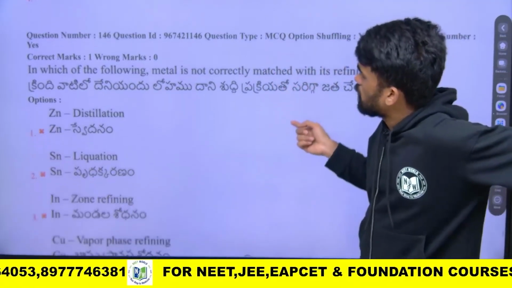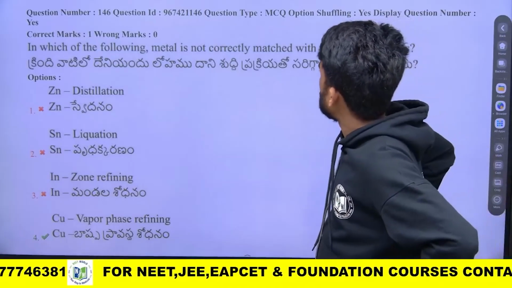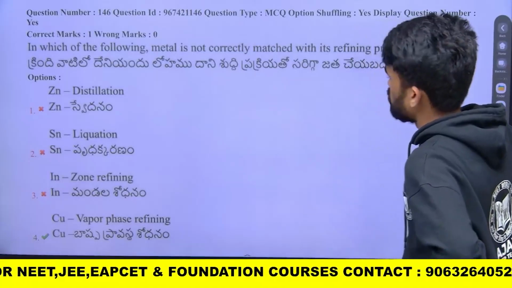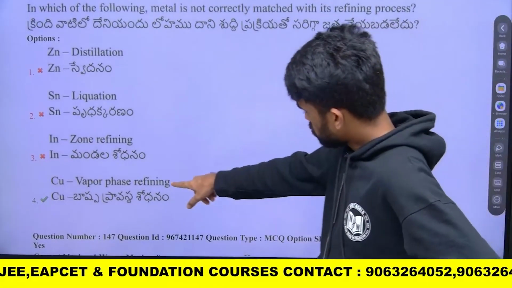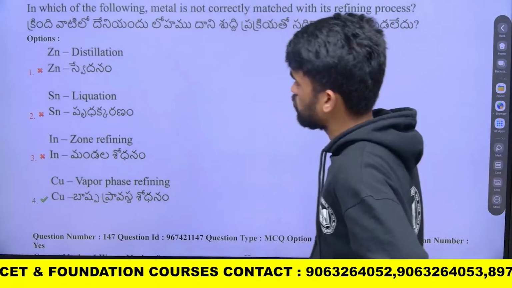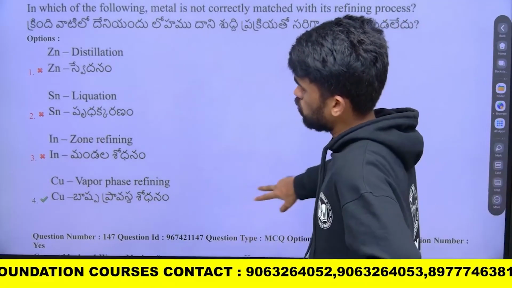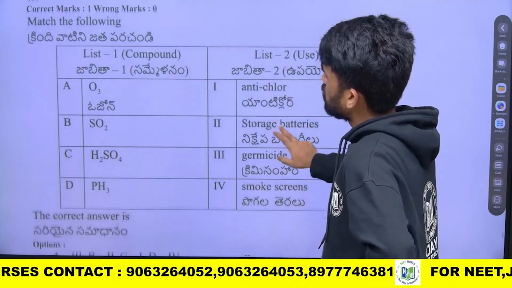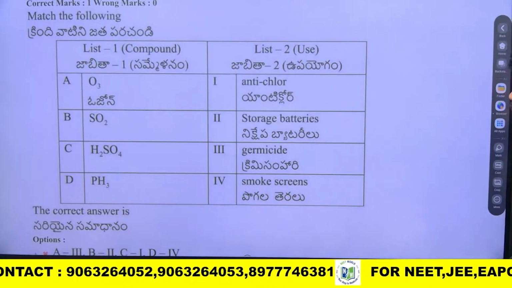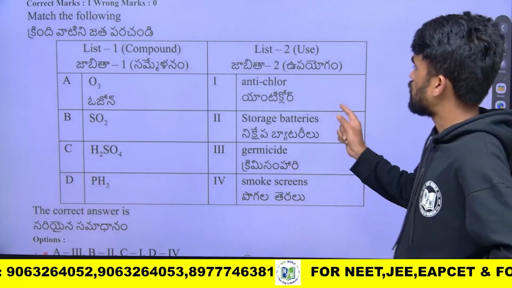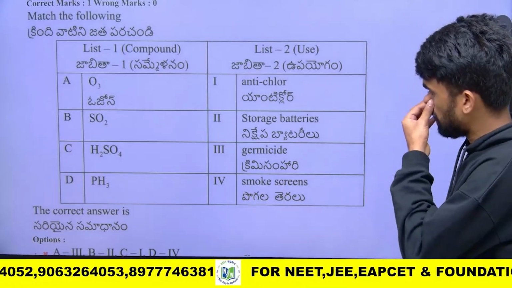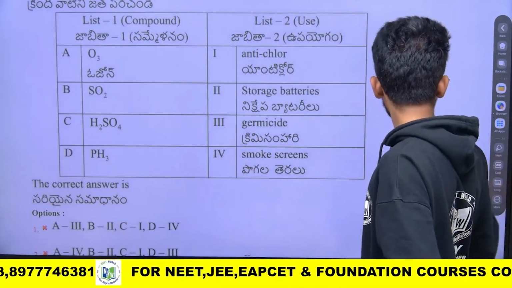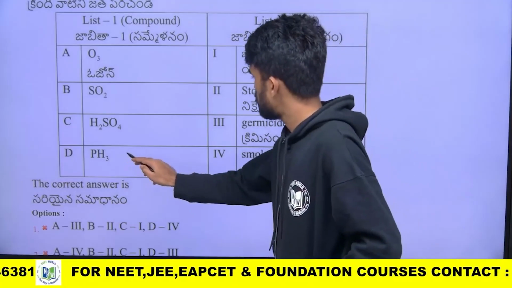Okay, when it comes to this question, which of the following metals is not correctly matched with its refining process? Here vapor phase refining is not the correct one for copper. The remaining are correct. Then next, match the following. Ozone, SO2, sulfuric acid and phosphine are given. What are their uses? Here phosphine will be used for smoke screens in warfare, so I can say D4.